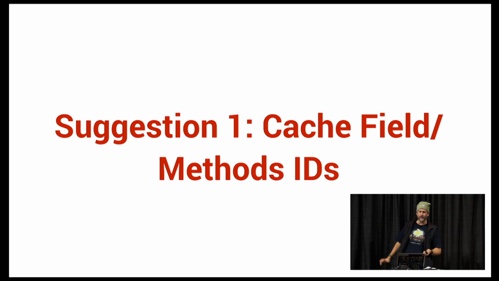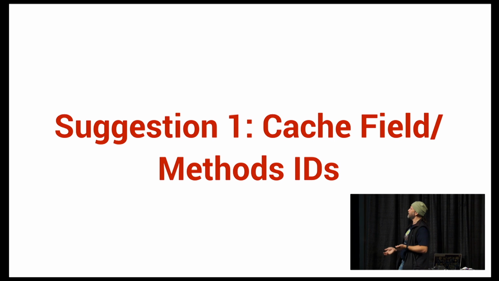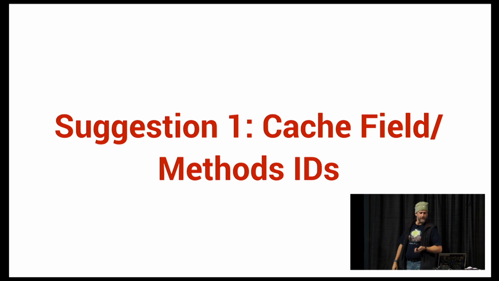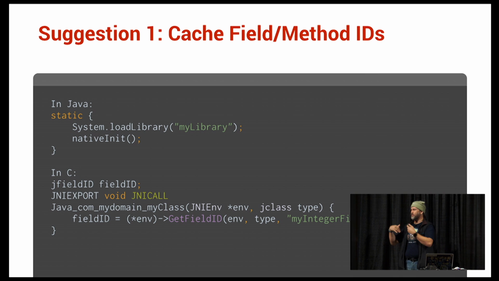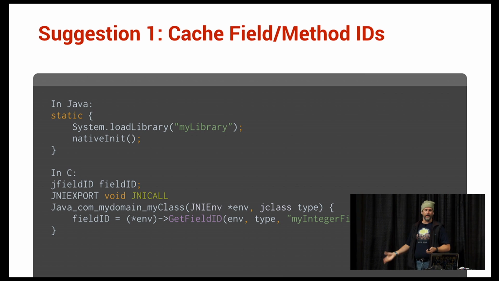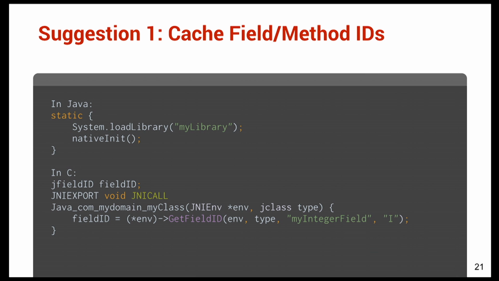All right, so the first suggestion, which is a really, really good one, is to cache field and method IDs. And here's why. Those field and method IDs are just numbers. They don't actually change once the class has been loaded. And if you want to be really, really good about when you actually grab them, inside of the static initializer of the class in Java, you can actually call some JNI code. In this case, I'm calling native init.